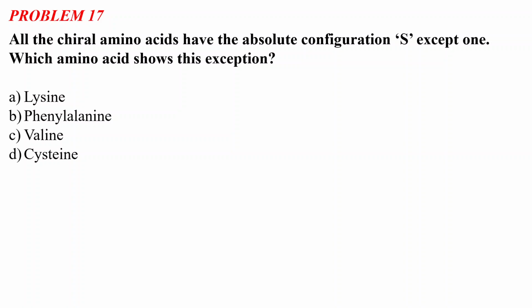So you all know that every chiral amino acid has the S absolute configuration, so you have to identify which amino acid has the R configuration.